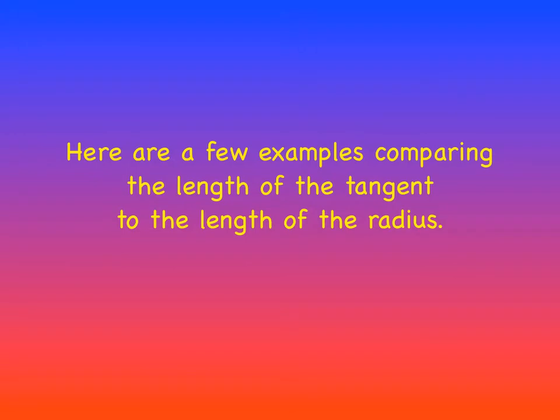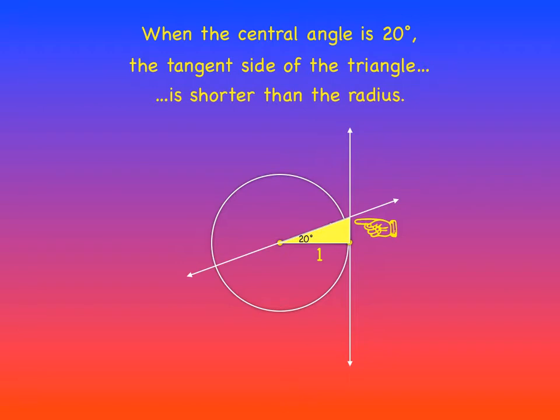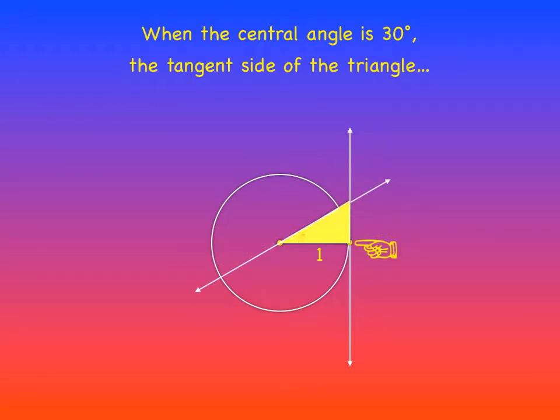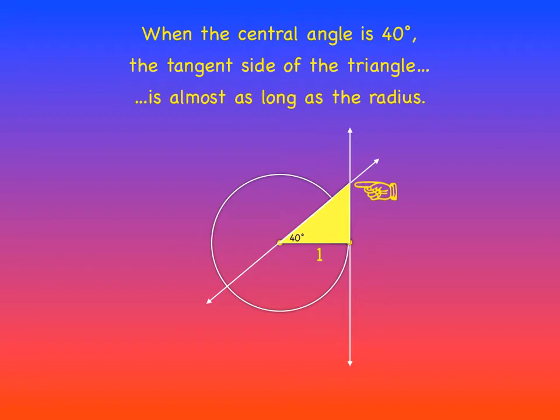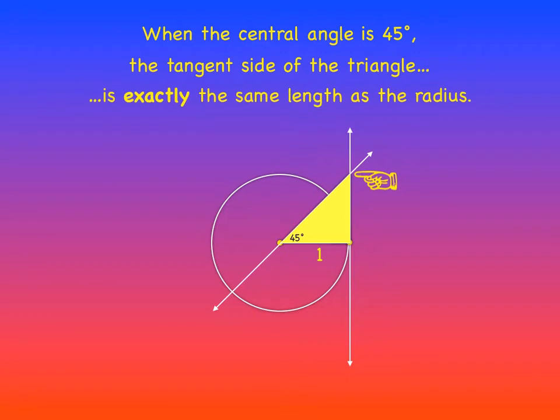Here are a few examples comparing the length of the tangent to the length of the radius. When the central angle is 20 degrees, the tangent side of the triangle is shorter than the radius. But when the central angle is 30 degrees, then the tangent gets longer. And when the angle is 40 degrees, the tangent is almost as long as the radius. When the angle is 45 degrees, the tangent is exactly the same length as the radius.